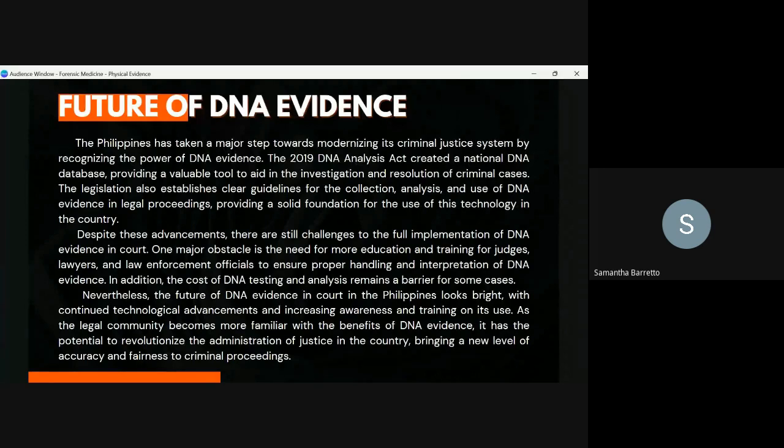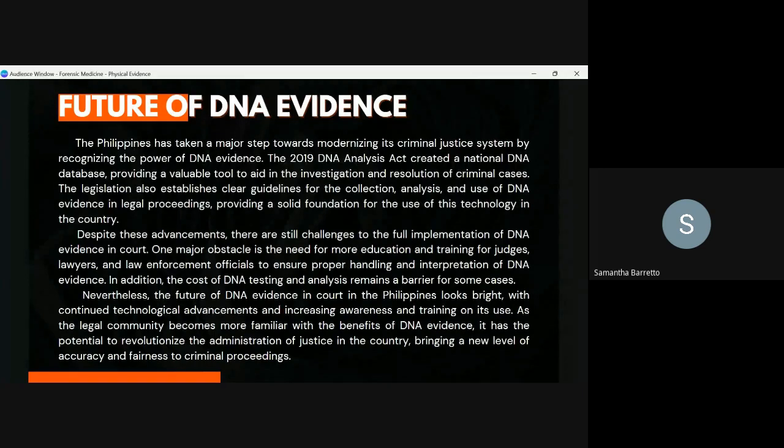And the last part of our report talks about the future of DNA evidence. The Philippines has taken a major step towards modernizing its criminal justice system by recognizing the power of DNA evidence. The 2019 DNA Analysis Act created a national DNA database, providing a valuable tool to aid in the investigation and resolution of criminal cases. The legislation also establishes clear guidelines for the collection, analysis, and use of DNA evidence in legal proceedings, providing a solid foundation for the use of this technology in the country.